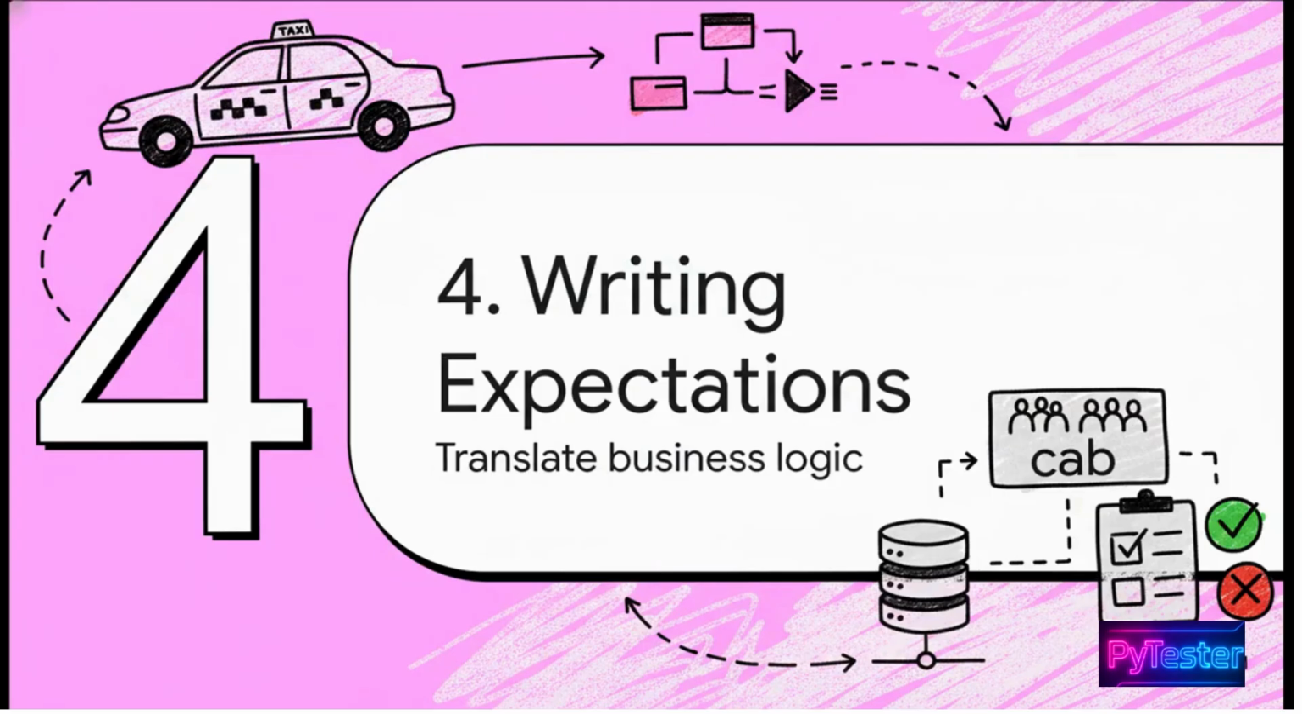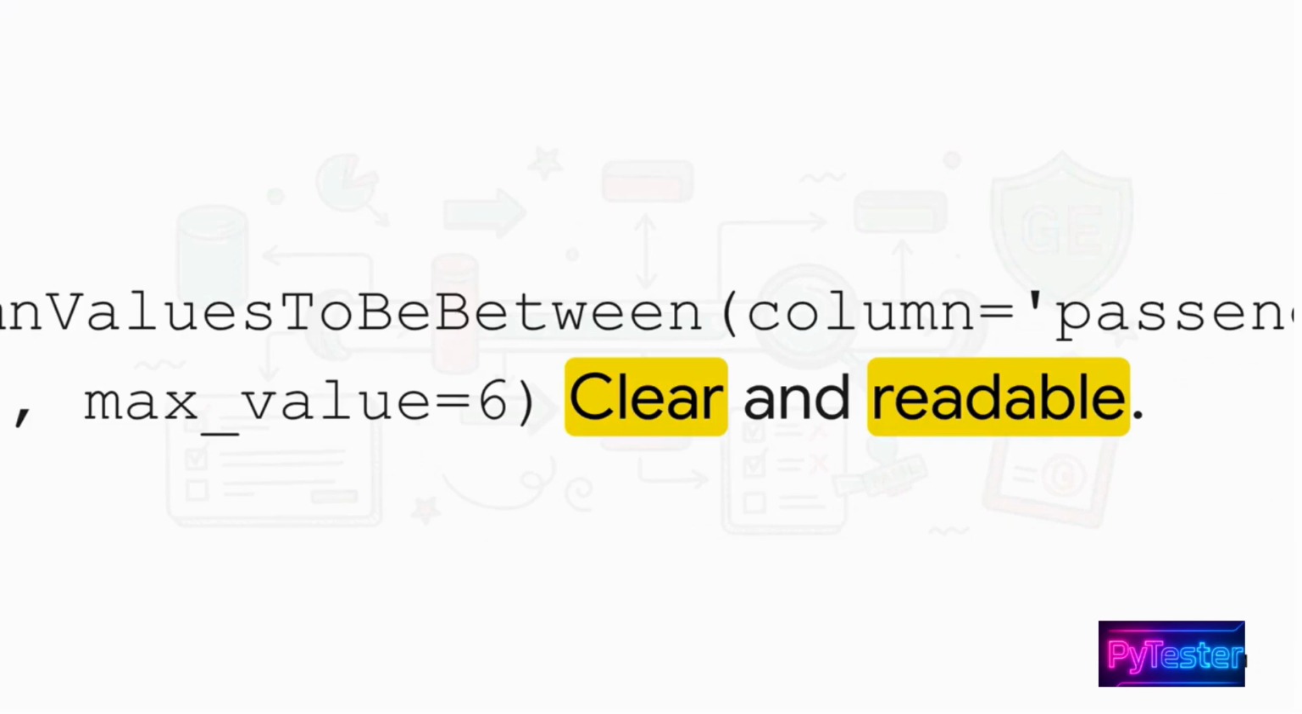Okay, our data is all wired up, so now we can translate a real piece of business logic into our very first expectation. For our taxi data, we know there's a pretty simple rule about how many passengers can physically fit in a cab. And this is where the magic happens. I mean, just look at how clear and readable that code is. We're not writing a bunch of loops or complicated if statements. We are simply declaring our expectation. We expect the values in the passenger count column to always be between 1 and 6. It's as much documentation as it is a test.